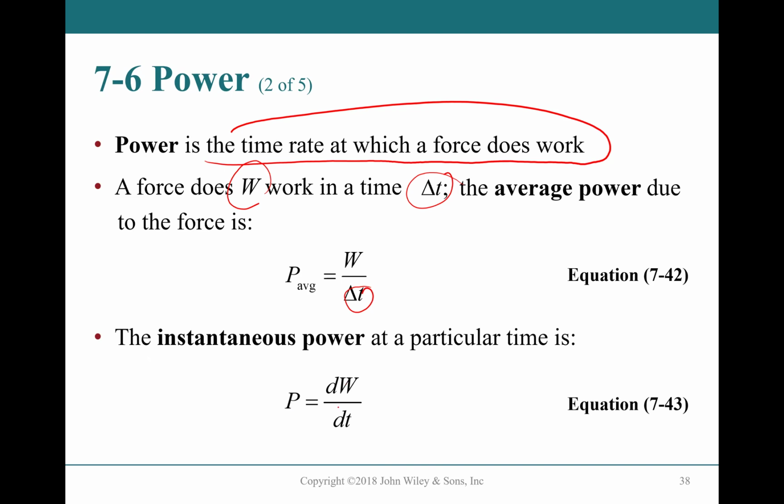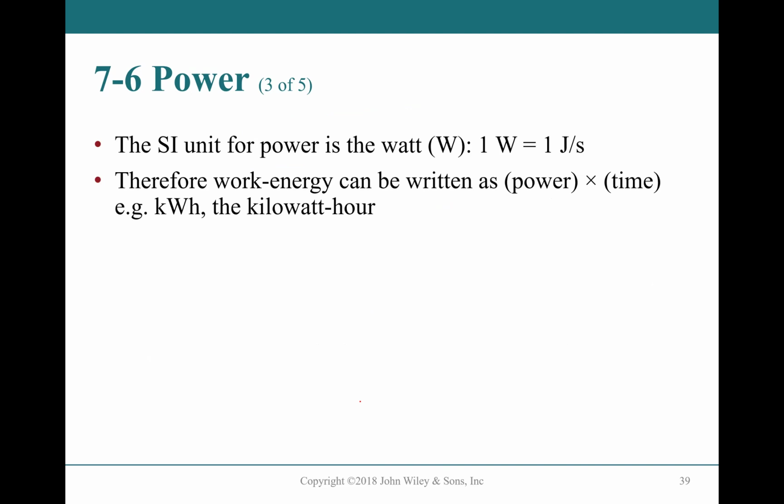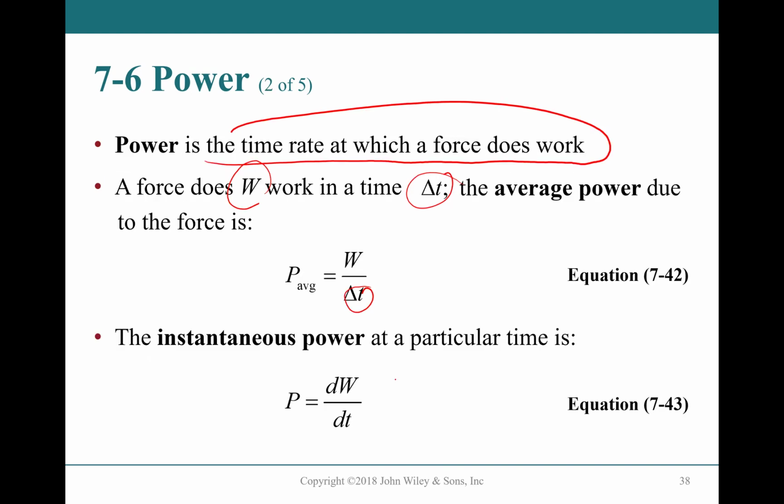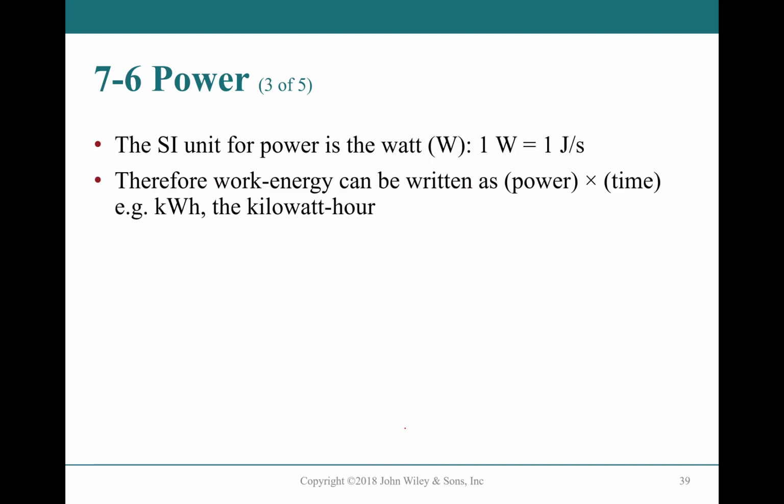And we also have instantaneous power, where we shrink delta T to an instant, to 0. So you are going to have power equals dW over dt, and then the unit. So here, this is joules per second. So the unit for power is watts, okay, watt. It's joules per second. So the work and energy theorem can also be written as power multiplied by time. So your work is power multiplied by time, okay?